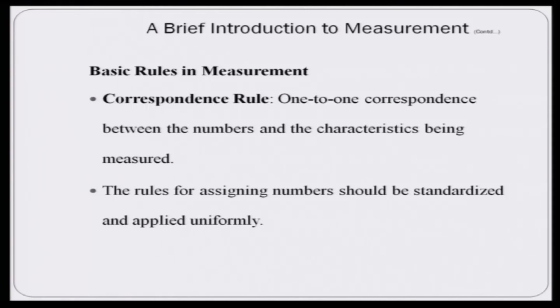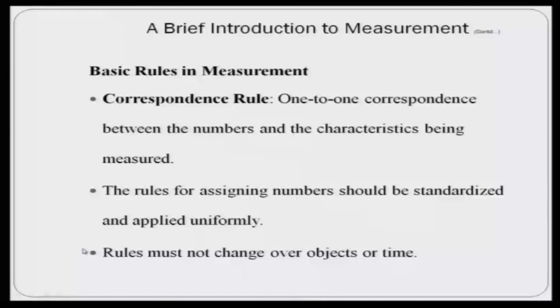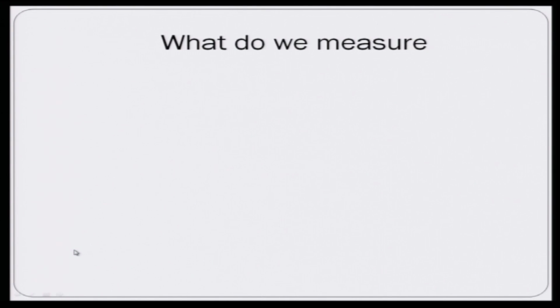Then you will also see that these rules are standardized and applied uniformly. You cannot change the rules of assignment over the course of time or from one object to the other. So, there has to be consistency in the assignment of the symbols or numbers across the objects that you are measuring and over the period of time. So, these are 3 important things that you need to remember about the measurement that we have already discussed.